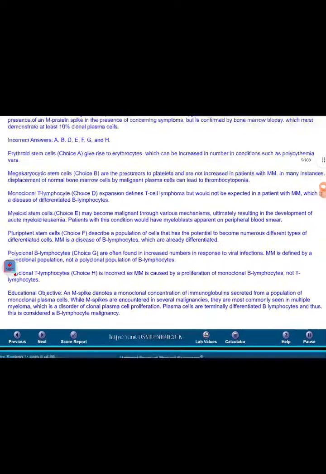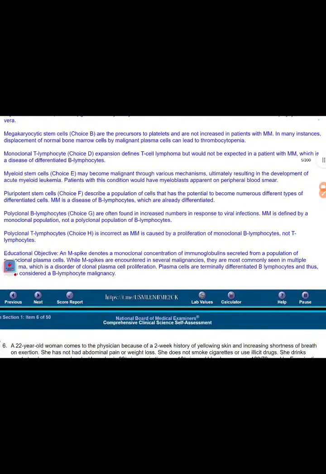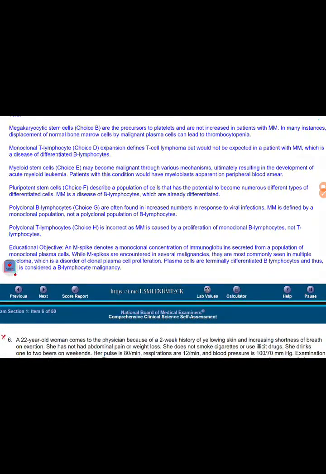Multiple myeloma is a disease of differentiated B lymphocytes. Myeloid stem cells may become malignant through various mechanisms, ultimately resulting in acute myeloid leukemia. Patients with this condition would have myeloblasts apparent on peripheral blood smear, but here no myeloblasts are there on the PBS. Pluripotent stem cells describe a population of cells that has the potential to become numerous different types of differentiated cells, but multiple myeloma is a disease of B lymphocytes, which are already differentiated.